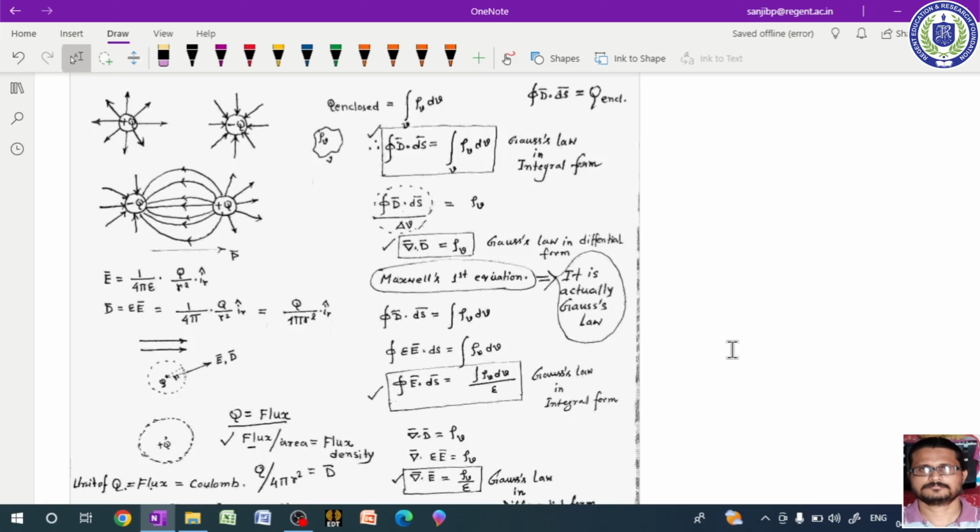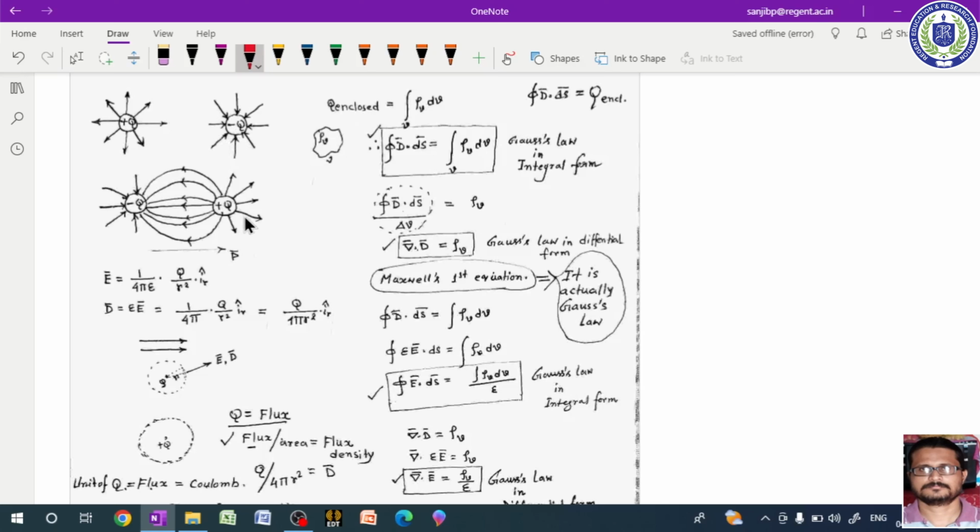First thing, Gauss's law is applicable only for the point charge. So here I have considered two charges. This is the positive charge, this is the negative charge. From the positive charge, we have shown the arrow coming out from that charge. This is the direction of flux. Here the opposite is done: the lines of force or flux come towards the charge.